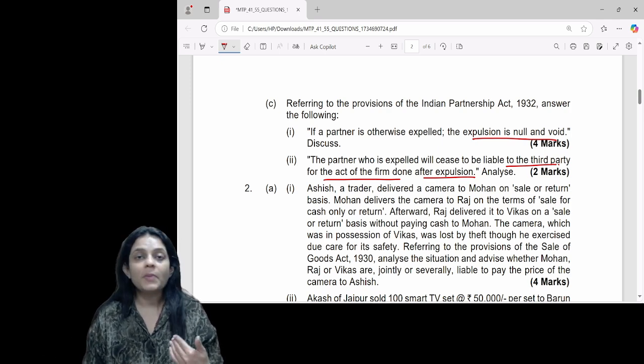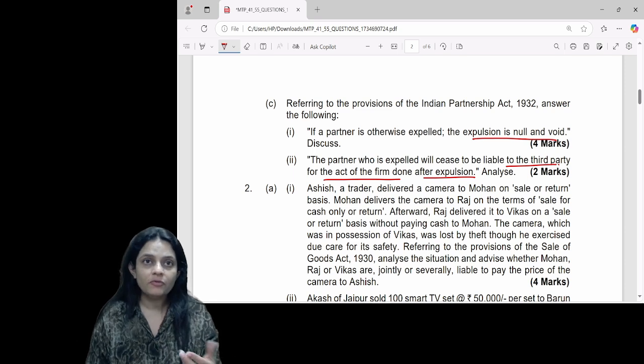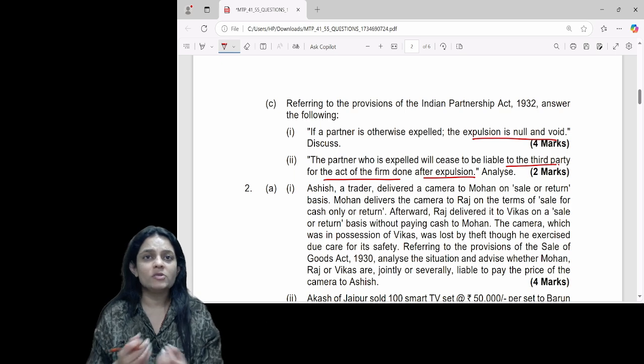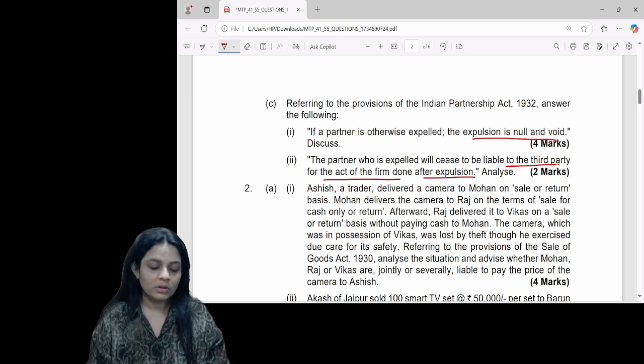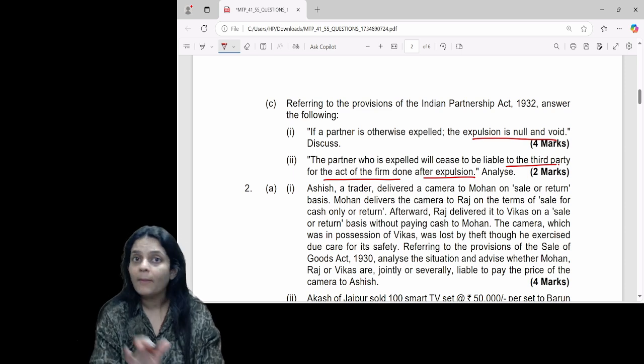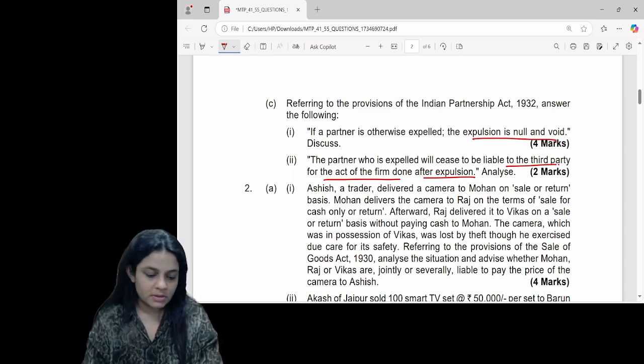However, if after expulsion any third party deals with the firm not knowing that this partner has been expelled, his liability is over. I am expelled, my liability is over. So yes, he is liable only up to the date of his expulsion, not afterwards.